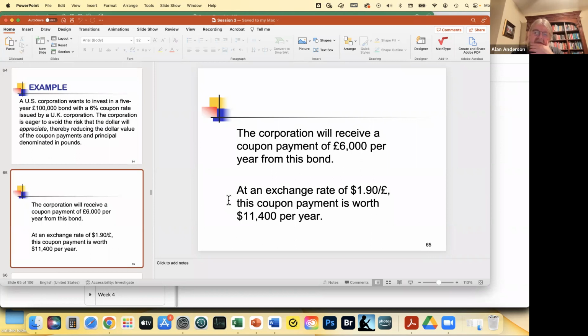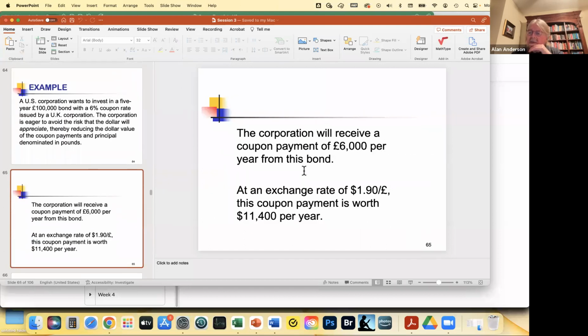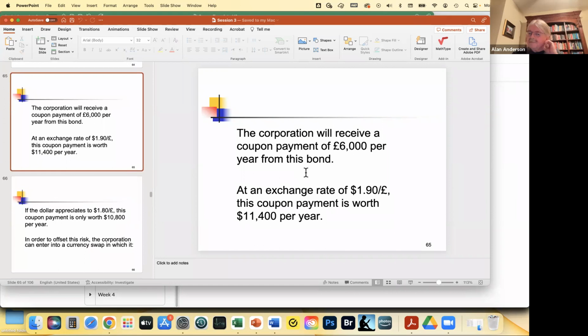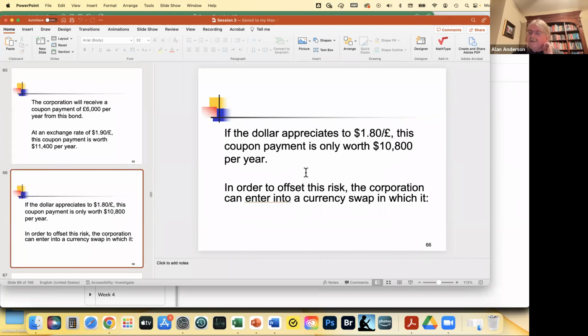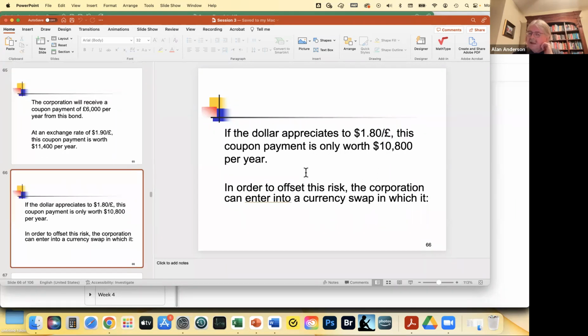So, but we have to be careful. We have to make sure the currencies are consistent with each other. So if we did own this bond, that means we're earning a 6,000 pound coupon every year. And let's say that at the moment, the exchange rate is $1.90 a pound. That translates into $11,400. We're supposed to get one of those every year. Now, if the dollar fluctuates and we have not entered into a swap, if the dollar gets stronger, drops down to $1.80 per pound, that payment is only worth now $10,800.